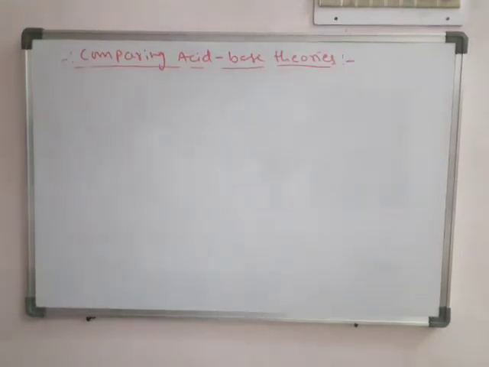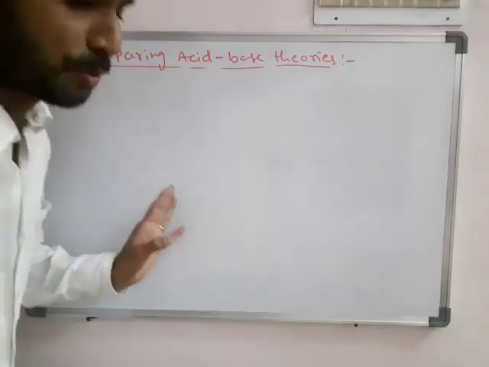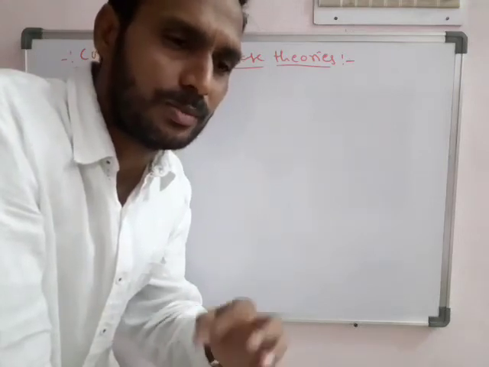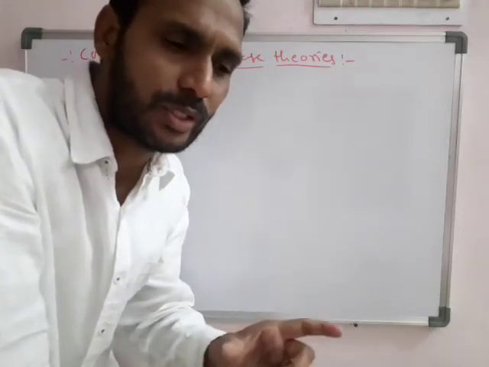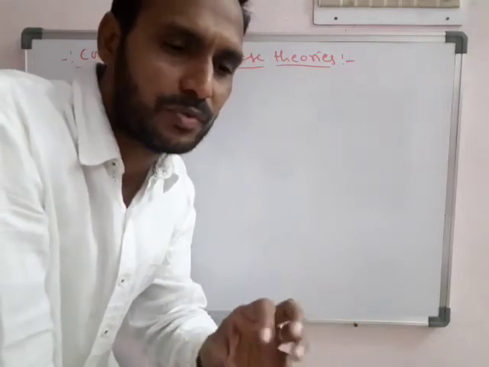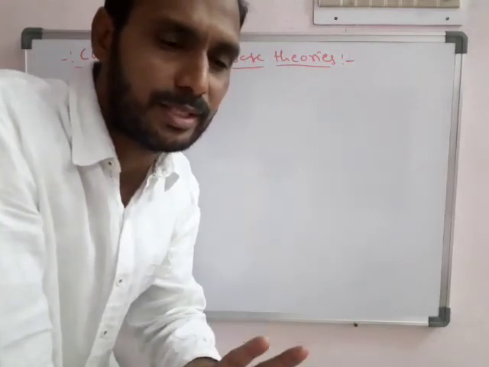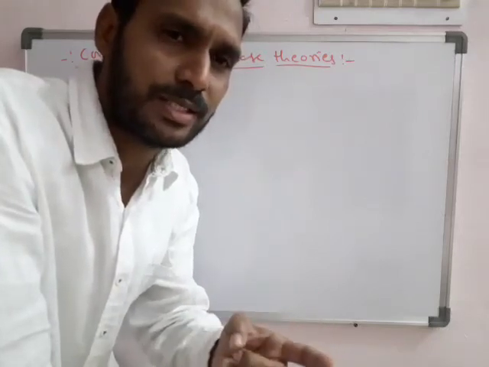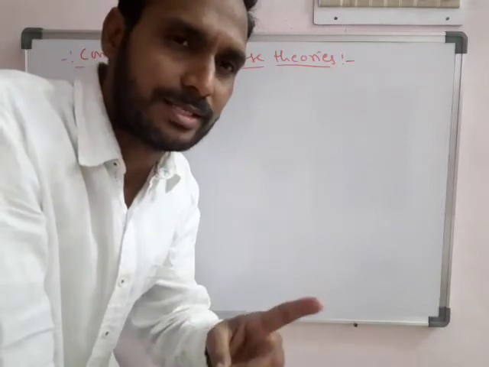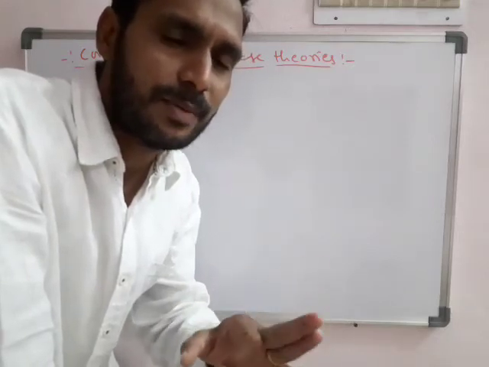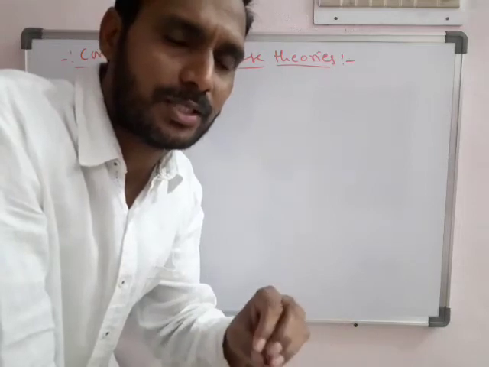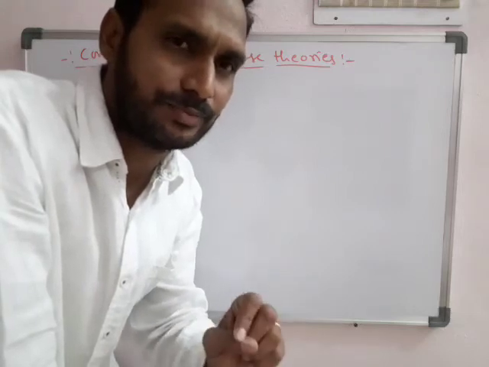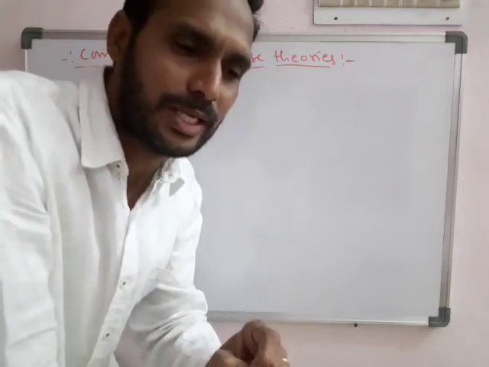So after the questions, we see a simple topic, that is a comparison of acid base theories: Lewis theory, Bronsted theory, and Arrhenius theory. Okay. So if you see the definitions according to Arrhenius theory, acids are defined in terms of H plus and bases in terms of OH minus. The acids are the chemical species which increase the H plus ion concentration in aqueous solution. That is according to Arrhenius.